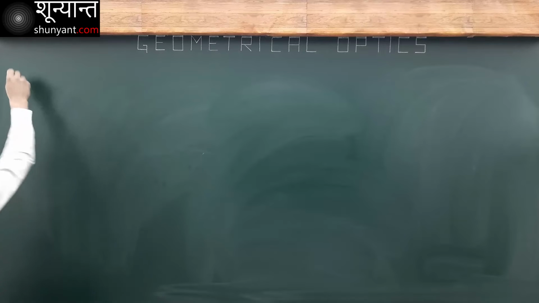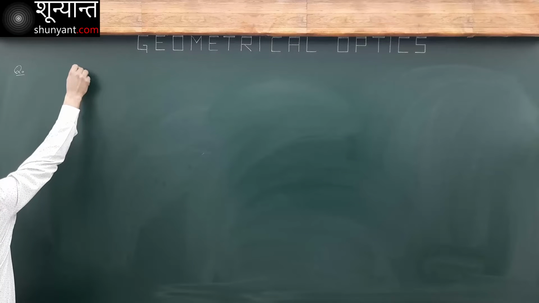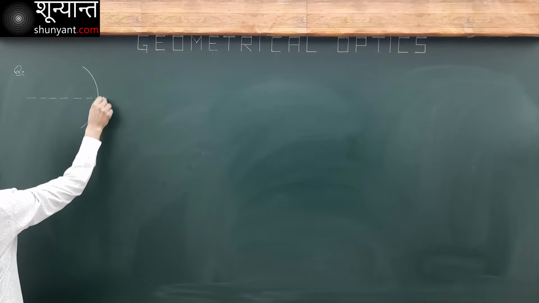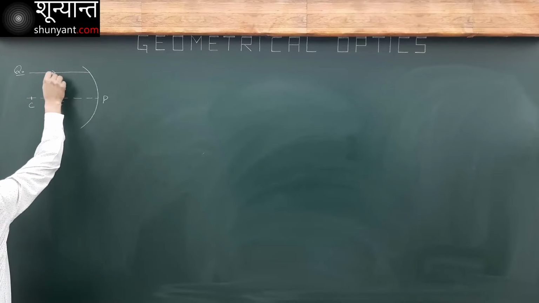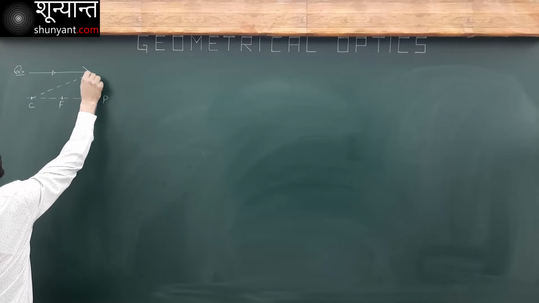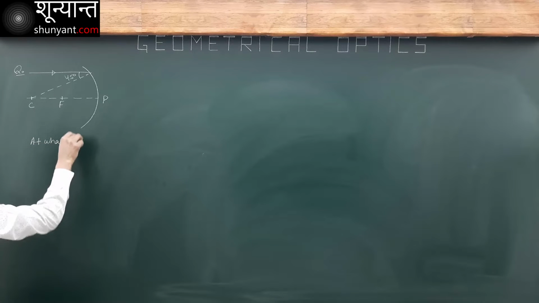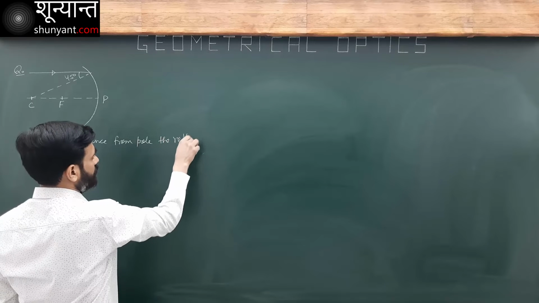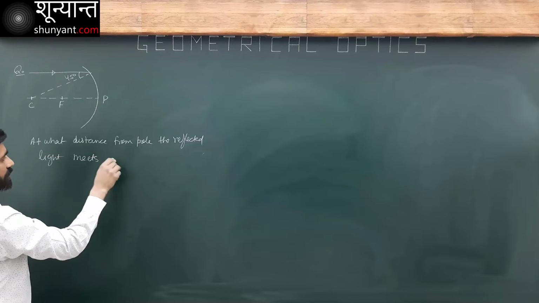Okay, first question is like this. I have E, F and C. Now the question is, at what distance from pole the reflected light meets principal axis.